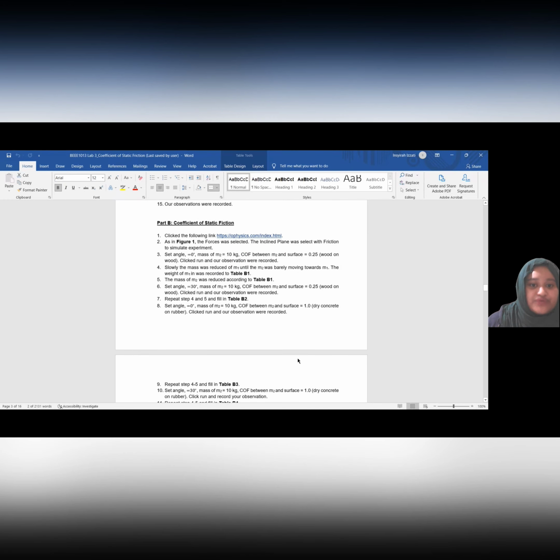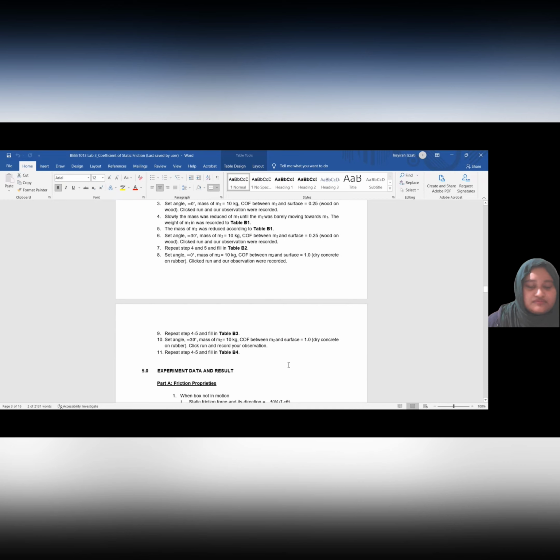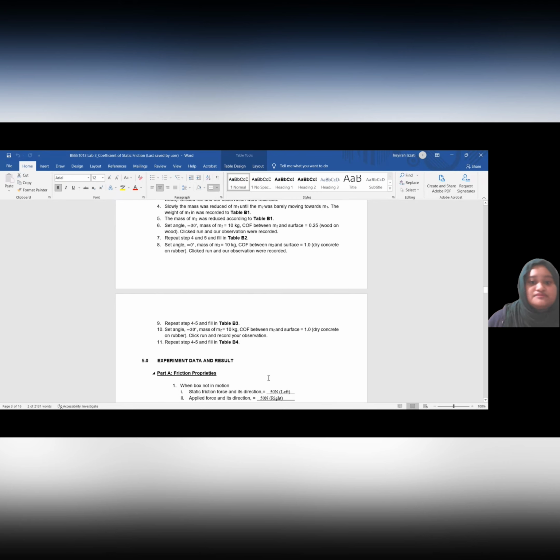For table B3, the angle was set to 0 degree, mass of M2 10 kg, COF between M2 and surface 1.0, dry concrete on rubber. Click run and our observations were recorded. For table B4, the angle was set to 30 degrees, mass of M2 10 kg, COF between M2 and surface 1.0, dry concrete on rubber. Click run and our observations were recorded. Repeat steps 4 and 5 and fill in table B4.